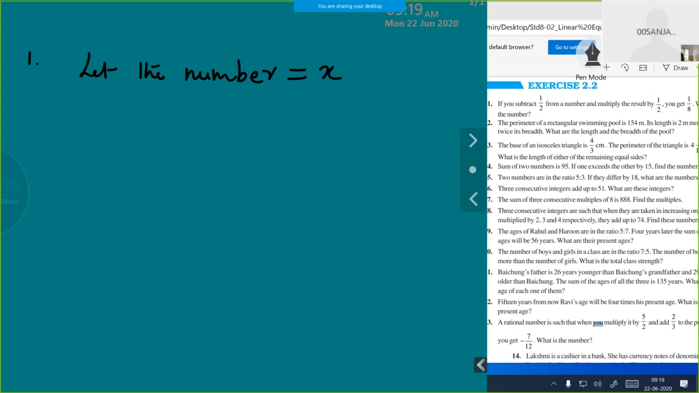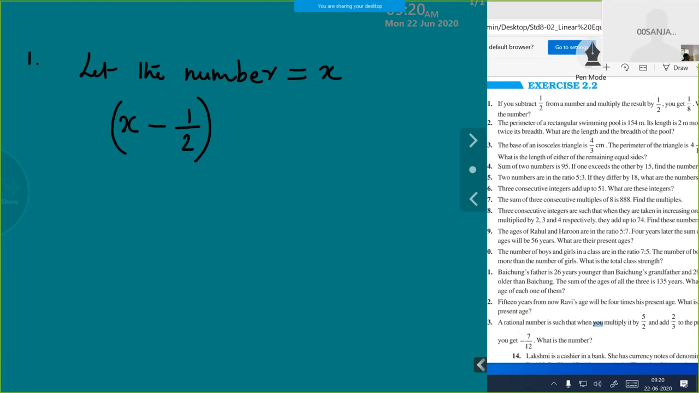The other conditions given in the question are, if you subtract half from a number, so what is that number we took? X. Subtract half from, so from x, I subtract half. This is what the first two words in the question say. If you subtract half from a number taken as x, multiply the result by half. So when you subtract, the whole thing, this bracket expression is your result, isn't it? This you learned last year.